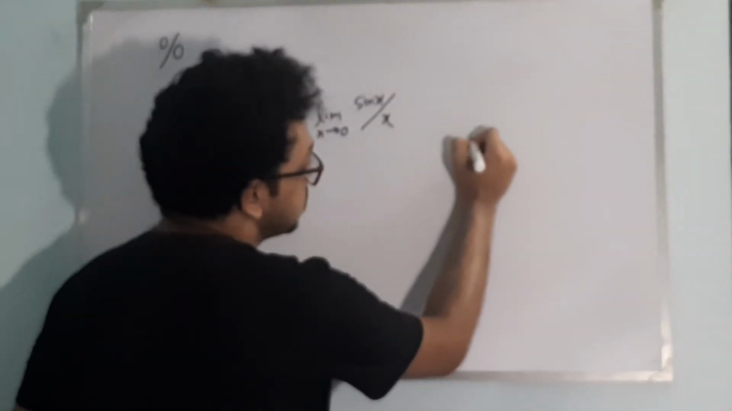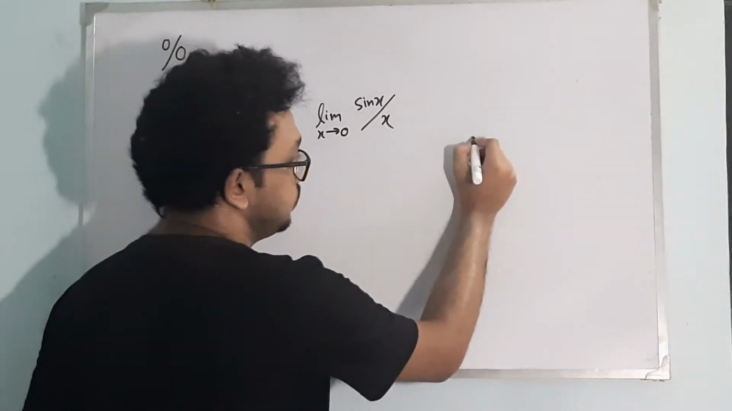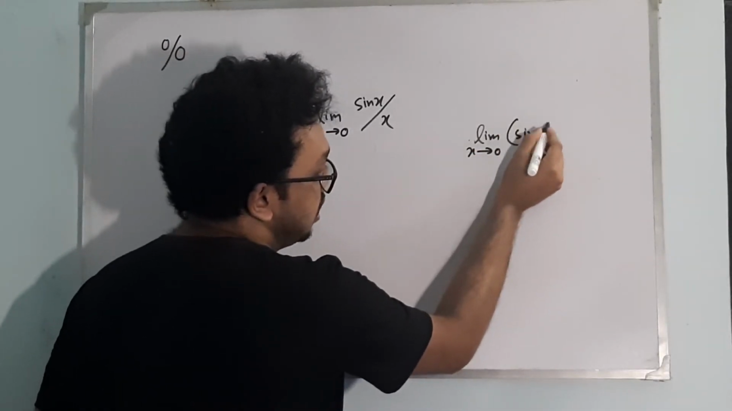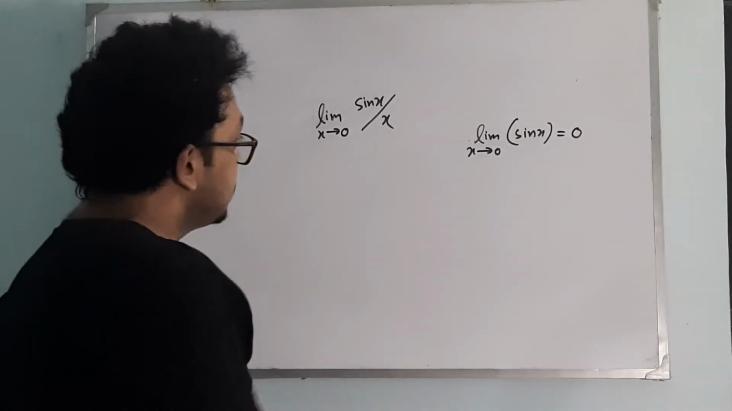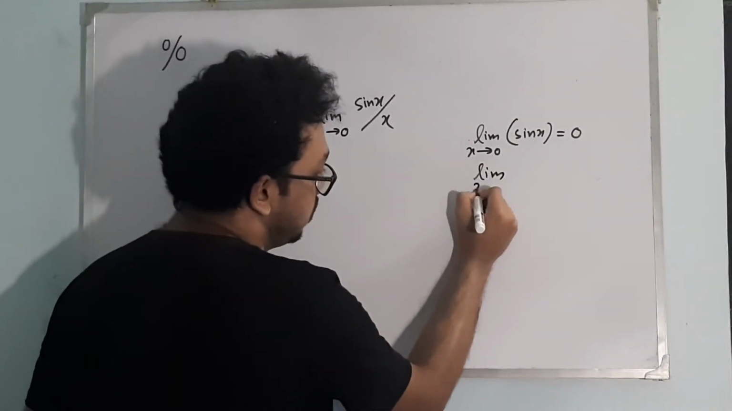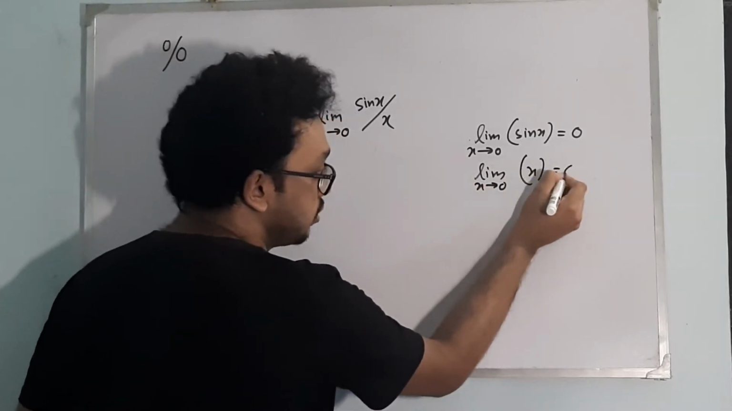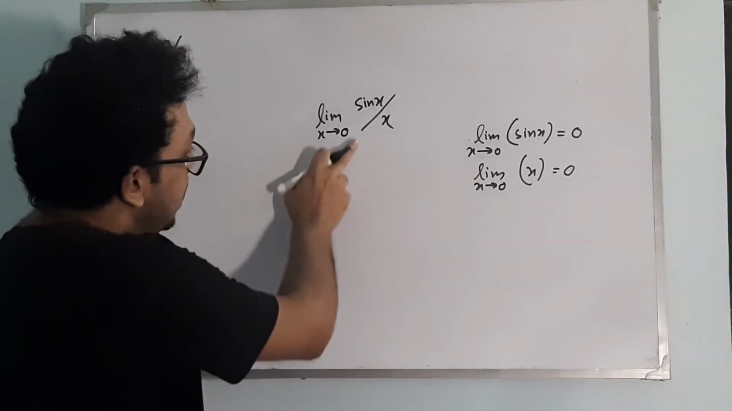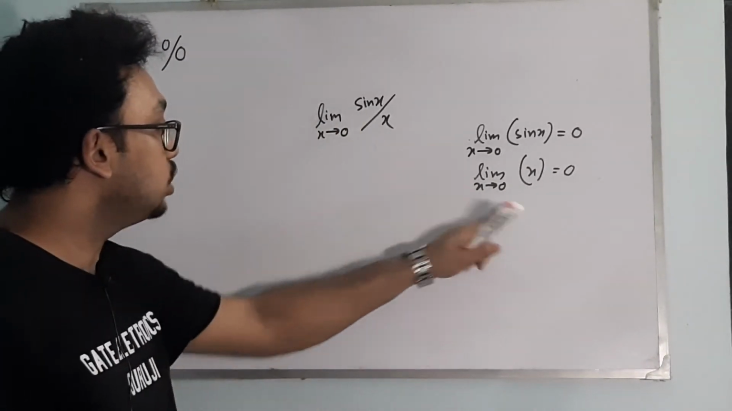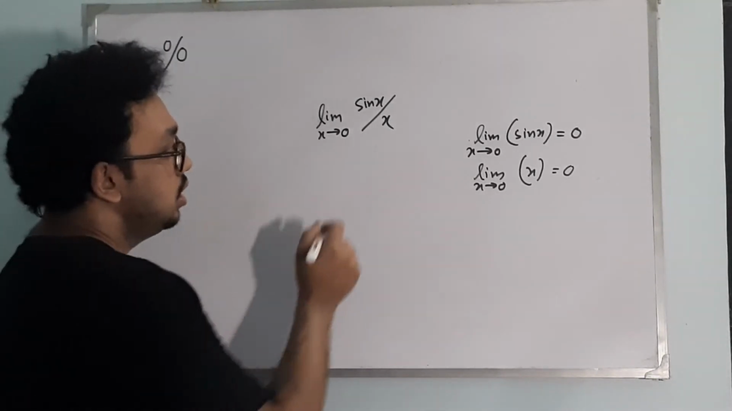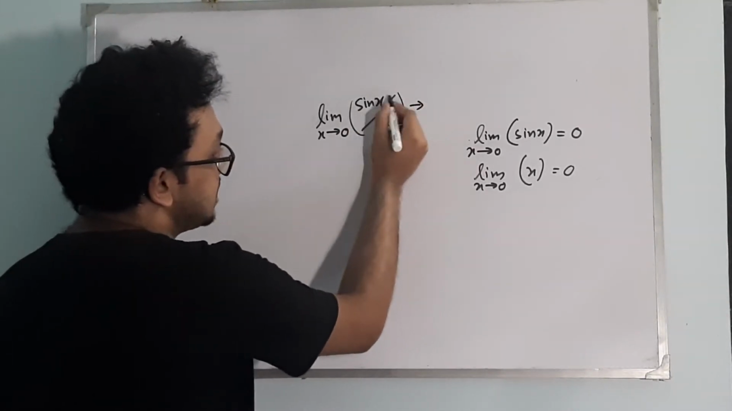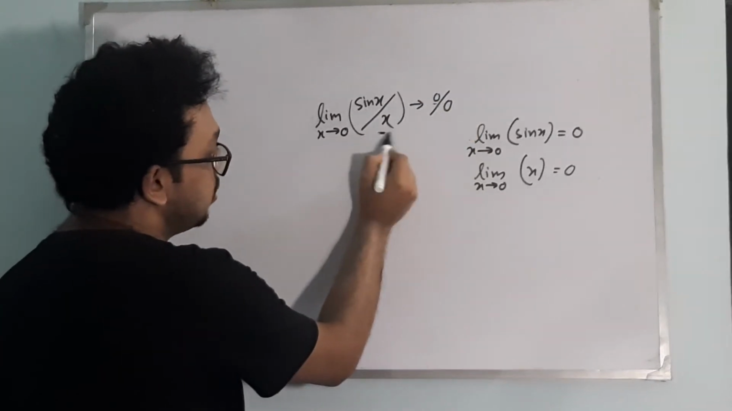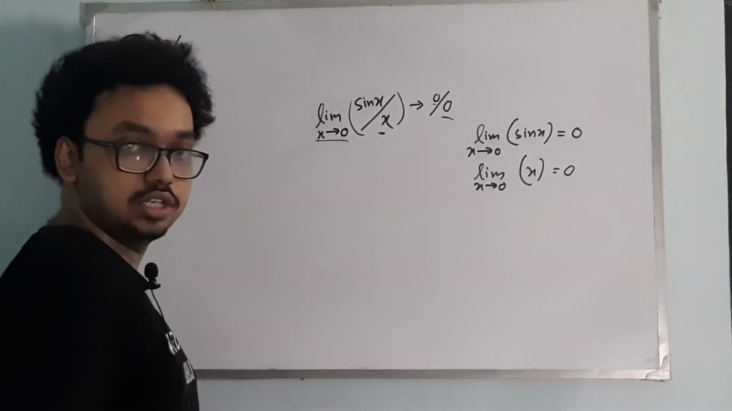Now observe, when x tends towards 0, sin x also tends towards 0, right? Similarly, when x is tending towards 0, obviously x will tend to 0. So you obtain that the numerator and denominator are both tending to 0 when x is tending to 0. So clearly this sin x by x is present in a 0 by 0 form.